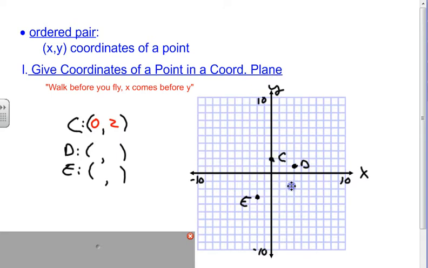Okay. And how about D? Where is D? Branda? It's 3 and 1. Good. So walk 3, fly 1. And where is E? Juliana? -2, -3. -2, -3. Everyone happy?